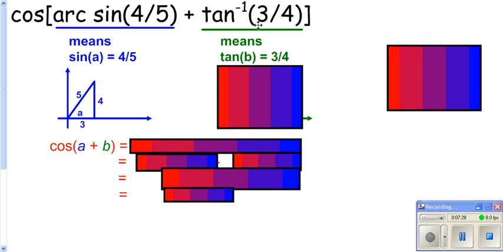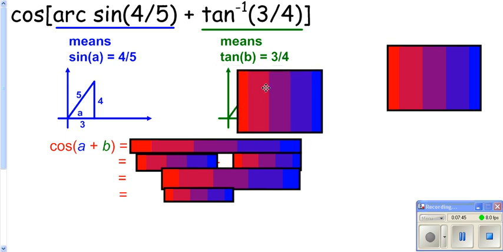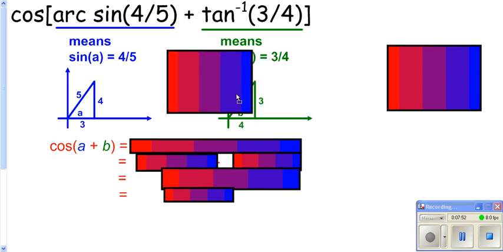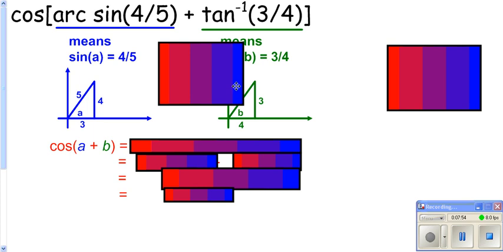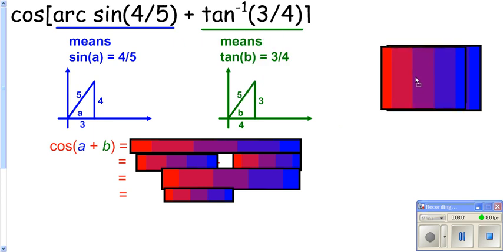Here you have a tangent inverse. Once again, that's an angle. It means tangent of some angle equals 3 over 4. So you have to put yourself in either quadrant 1 or 4. Tangent is positive in quadrant 1 again. So you draw yourself a triangle in quadrant 1, coming out from the origin, making a right angle to the x-axis, remembering that tangent is opposite over adjacent. Label your angle as B. Using your Pythagorean theorem, you get your hypotenuse to be 5.